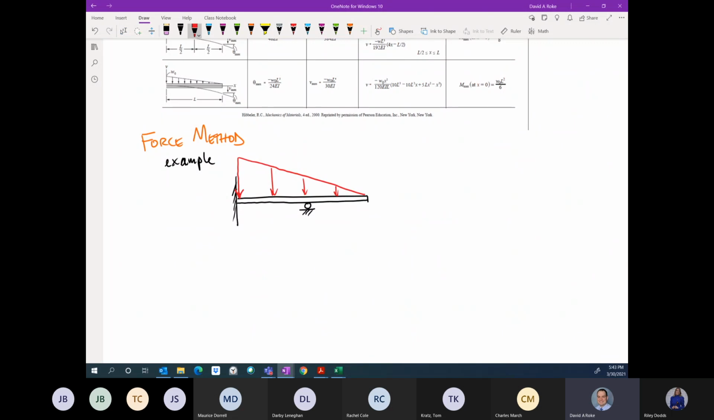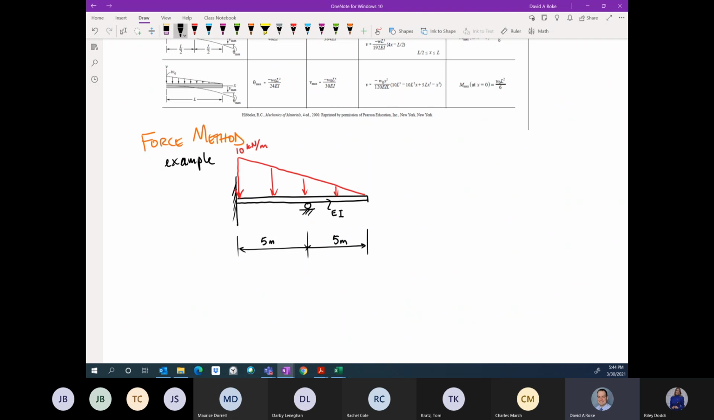And let's say that it's loaded to 10 kilonewtons per meter at this end, and the beam has a total length of 10 meters. So there we go. There is our structure. And this beam has some elastic modulus E and some moment of inertia I. Those are constant. They might be given values, whatever, but we have them.